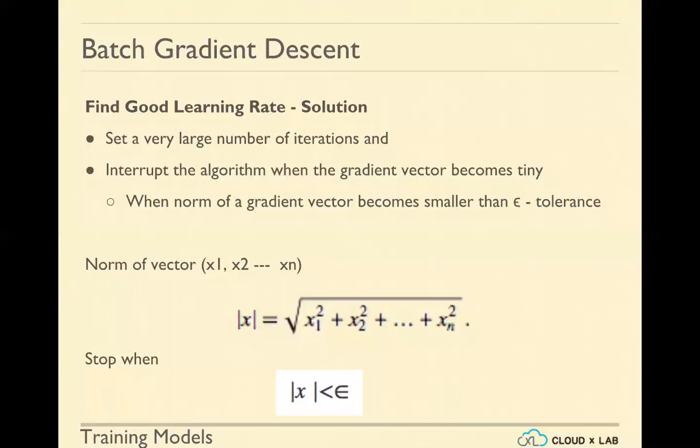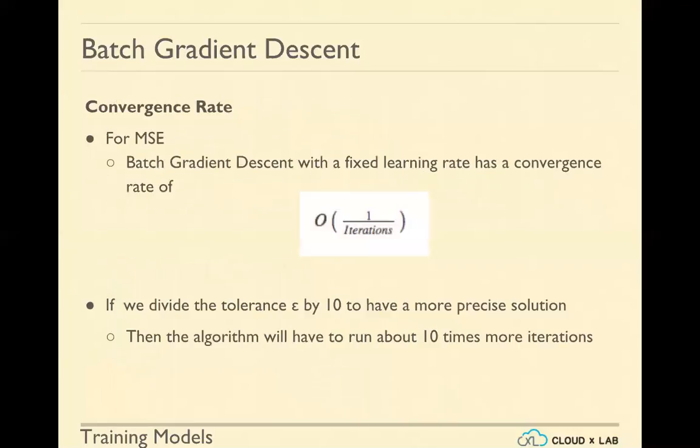So at any point of time, if the slope becomes smaller than some tolerance, then we should stop. We should not just keep going. So we set a very large number of iterations and we stop at some tolerance, as suggested by Kamal.